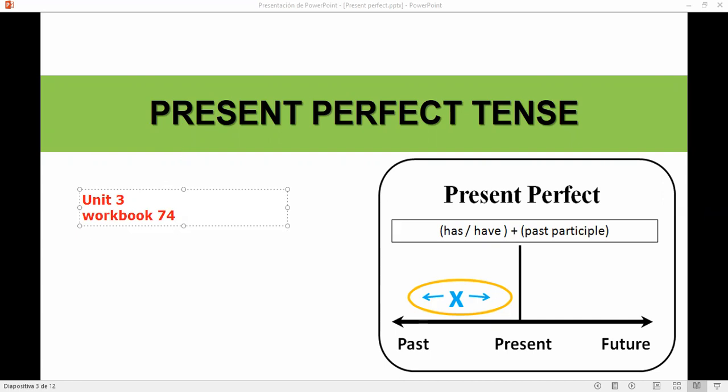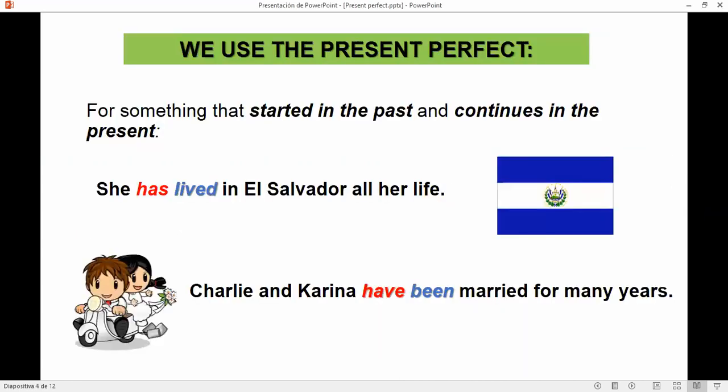Perfect. So, how do we use the present perfect? Brian, can you read it, please? For something that started in the past and continues in the present. Thank you so much. Daniel, example number 1. Very good. She has lived in El Salvador all her life. Example number 2.